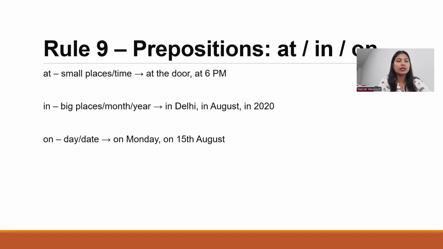All right. So again, like I said, when you are talking about big places, you say in before. The preposition you use is in Delhi, in Hyderabad, in India, in USA. But when you are talking about month also, you use in. And when you are talking about year also, you use in. When you are talking about day and date, you use on before them.